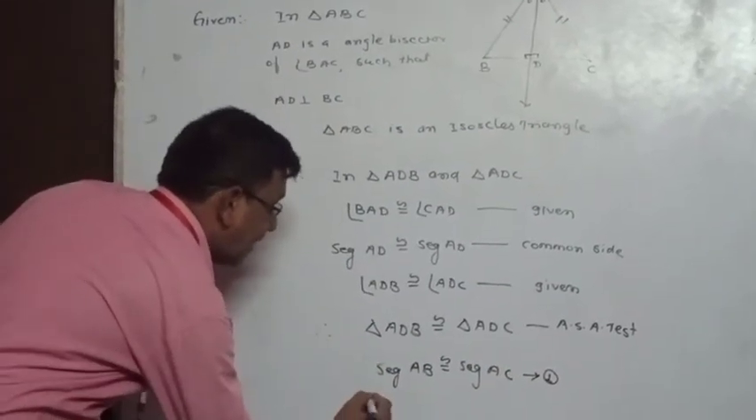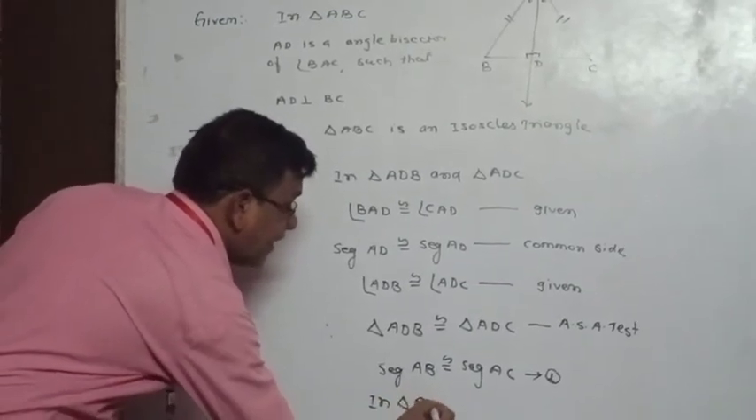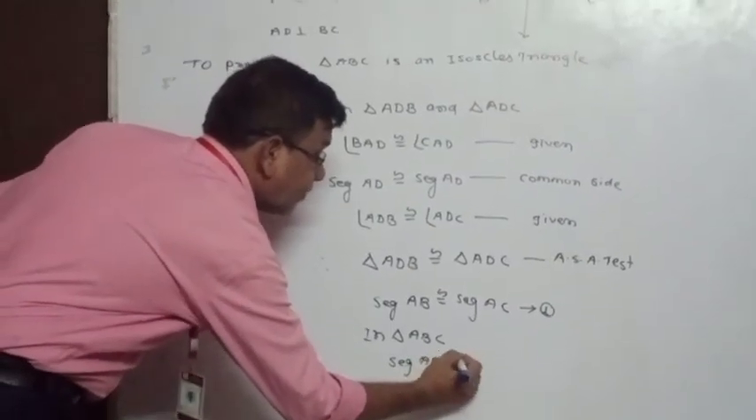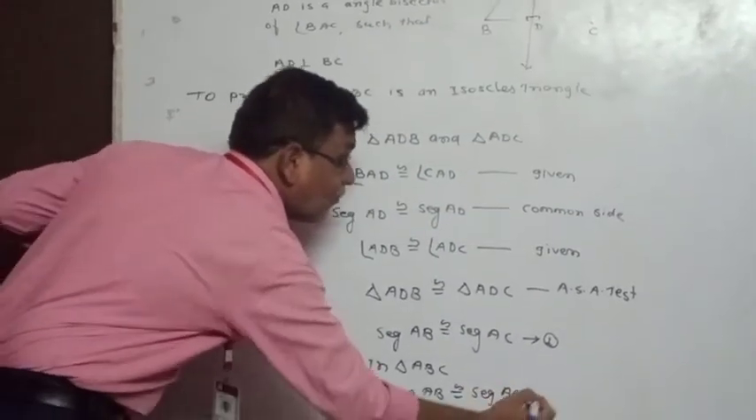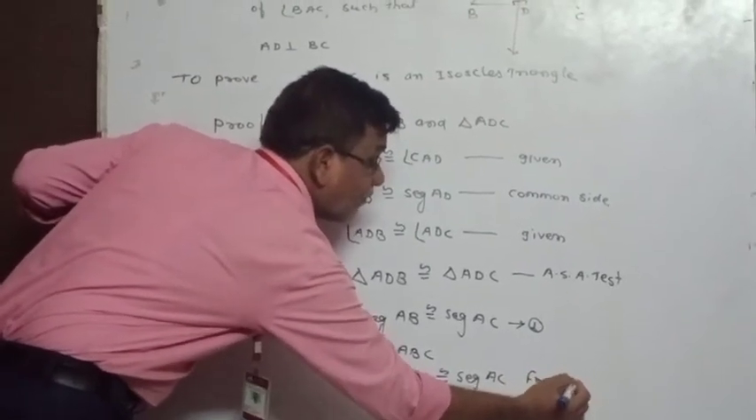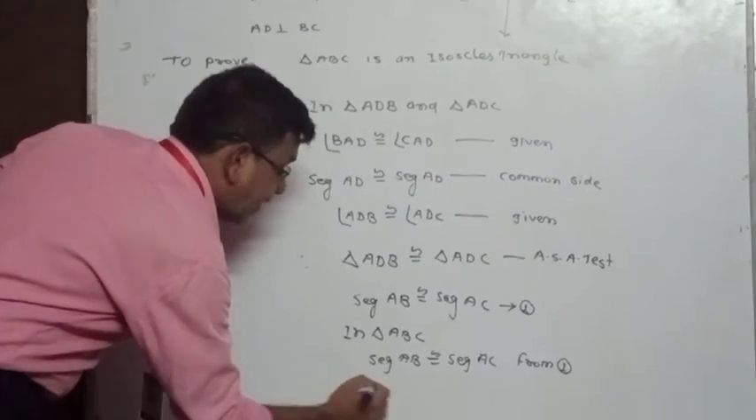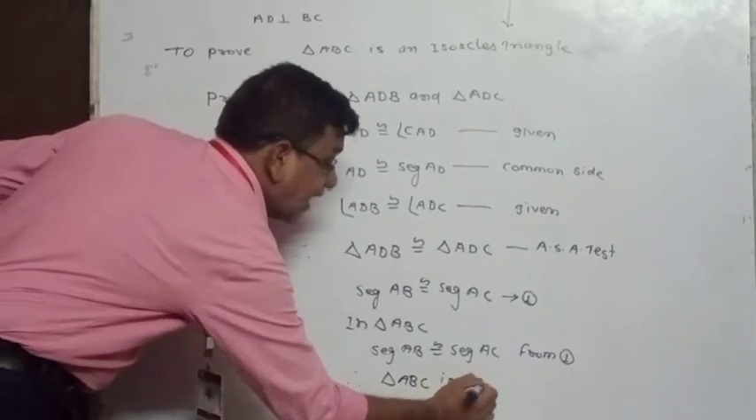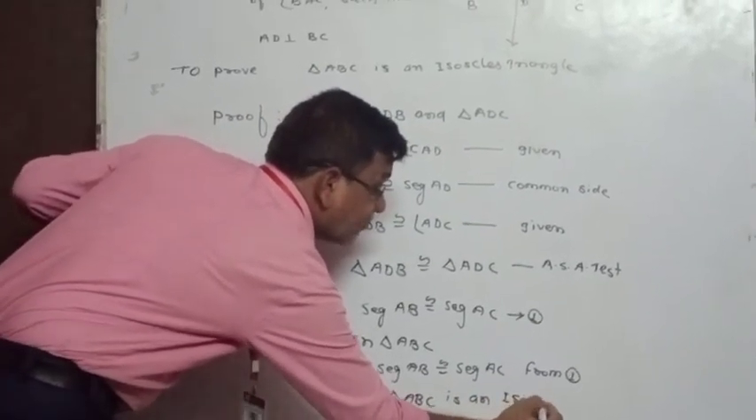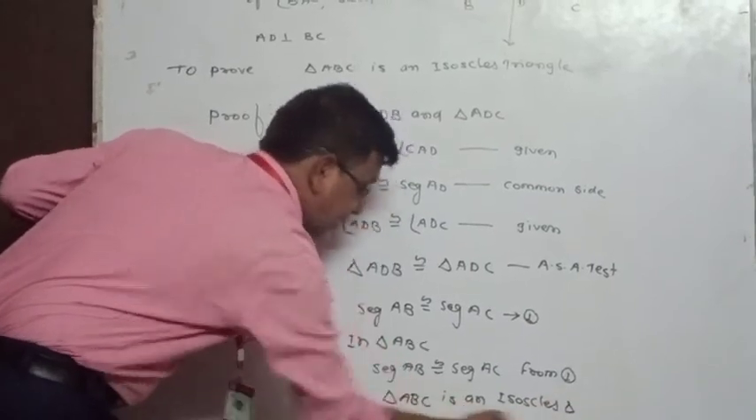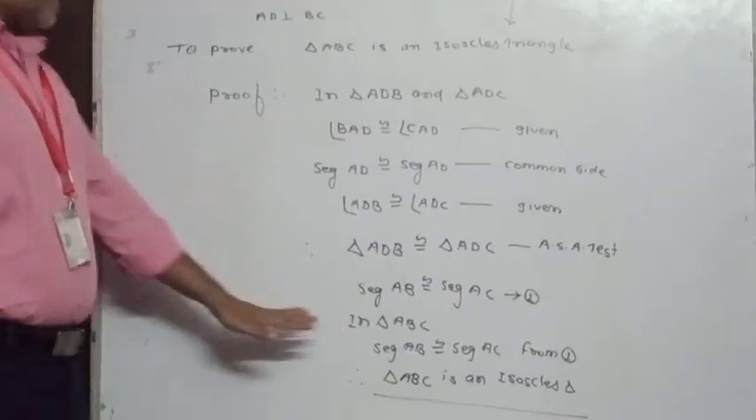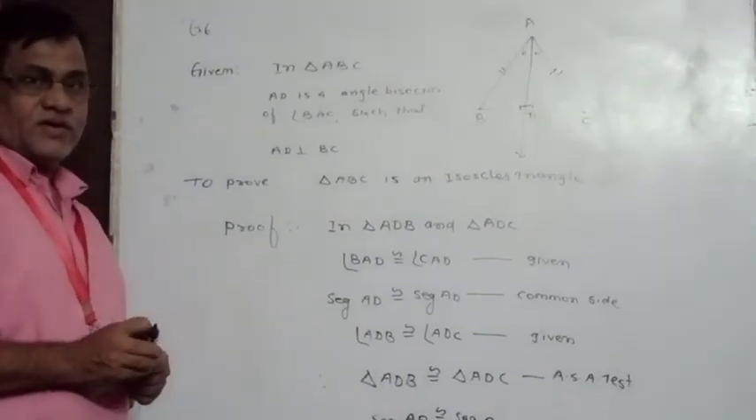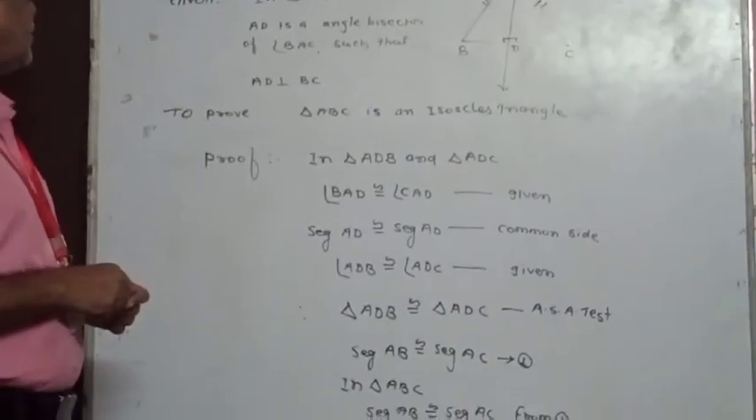Now in triangle ABC, what we proved? Segment AB is congruent to segment AC from 1. We proved this from 1, right? Therefore you can say that triangle ABC is an isosceles triangle, right? In this way you can prove the triangle ABC is an isosceles triangle. You get it now? Okay, any doubt? Okay, right. Now come to the next question.